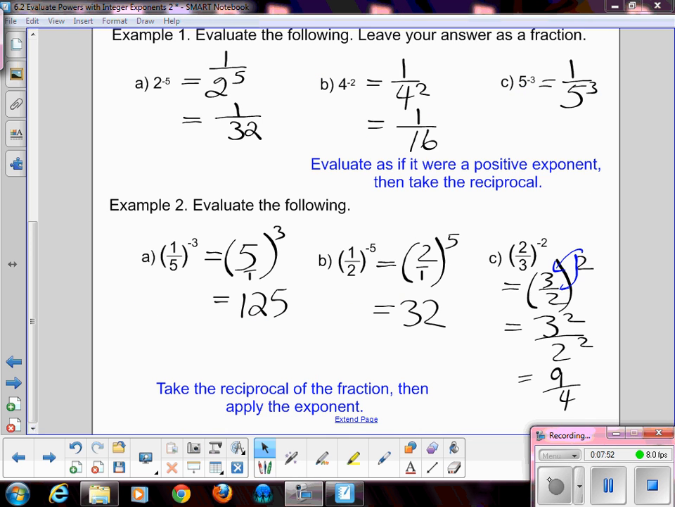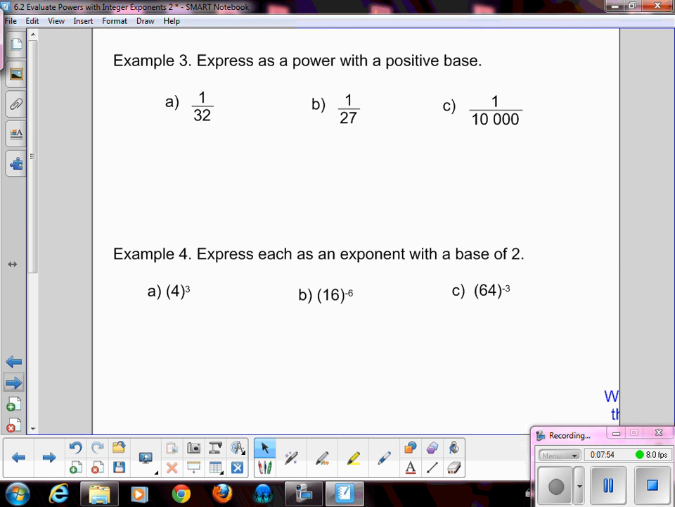Moving on to the next type of examples: express as a power with a positive base. Right now what I really have is 1 over 32, which is the same as 32 to the negative 1. So we're just working backwards. If I reciprocate the 1/27, it would be 27, but because I want them equal, it's going to be to the negative 1. And the same thing here, this would be 10,000 to the negative 1.